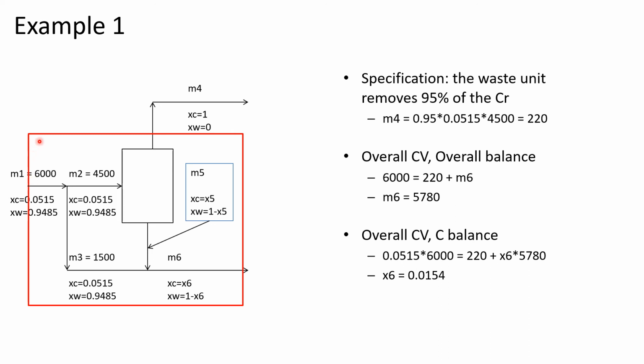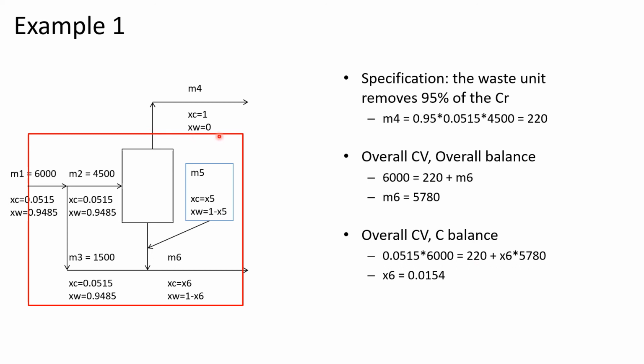We work our way around the control volume. What we find is the next stream we encounter is stream M4. That's an output. And so we'll calculate the flow rate of chromium in that stream by taking the mass fraction of chromium, which is 1, and multiplying by the flow rate of that stream, M4. So we put 1 times 220, which we know is the flow rate of M4. We'll put that product on the right-hand side of the equals as one of the outputs from the process.